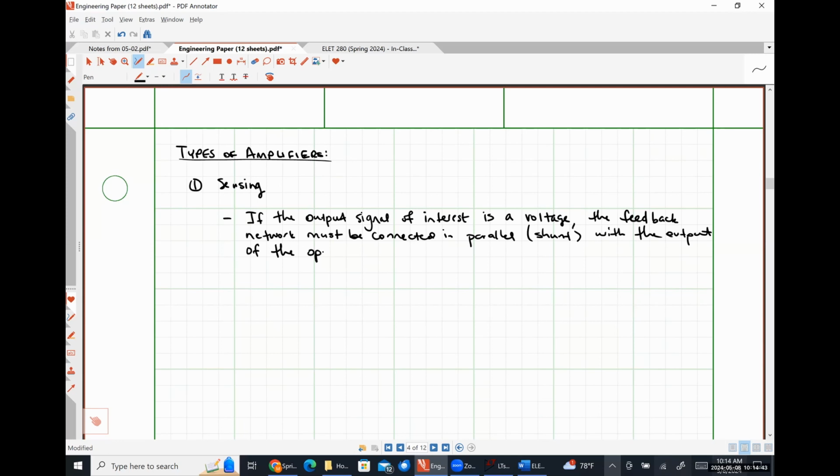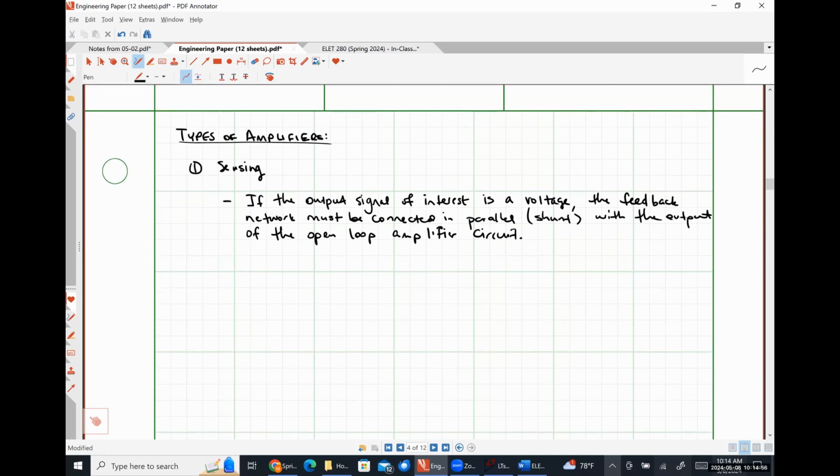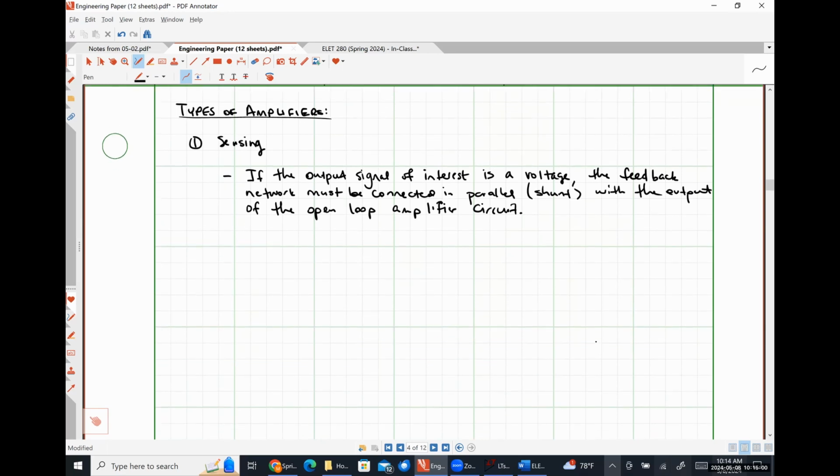Of the open loop amplifier circuit, okay? So if we were looking at just the output side of a closed loop amplifier system, it might look something like this, okay?